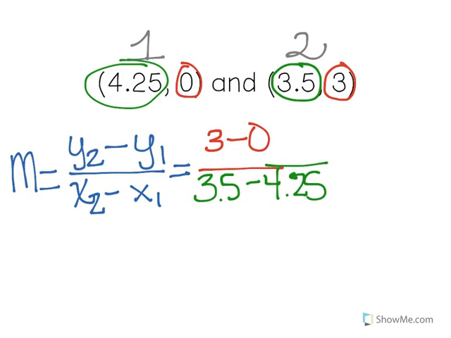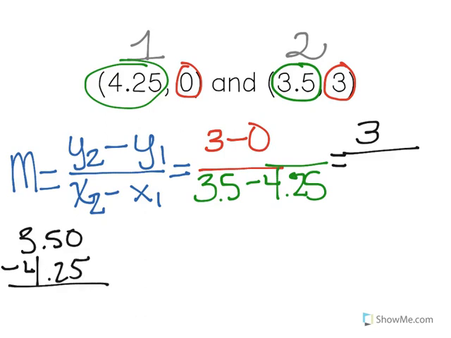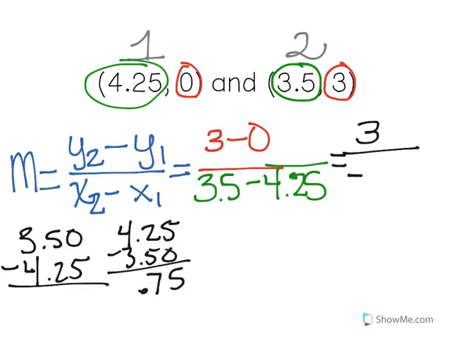And now I just simplify that. I can actually solve it. 3 minus 0 is 3. And then I'm going to take my 3 and 5/10 and take away 4 and 25/100. But I know that 3 is smaller than 4, so I actually have to reverse it, and I know it's going to be a negative. So when I subtract, I get negative 0.75.